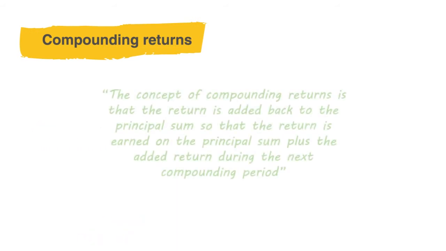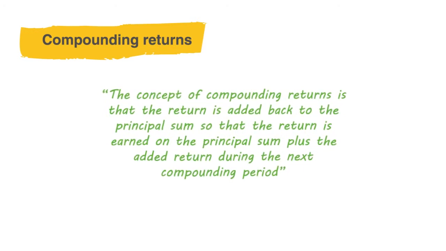Going back to the opening line of this video, the concept of compounding returns is that the return is added back to the principal sum so that the return is earned on the principal sum plus the added return during the next compounding period. In this example, Paul runs the distance of the previous day plus 3.3% of the distance he ran on day 1. It is an increasing but fixed and therefore not compounding figure.